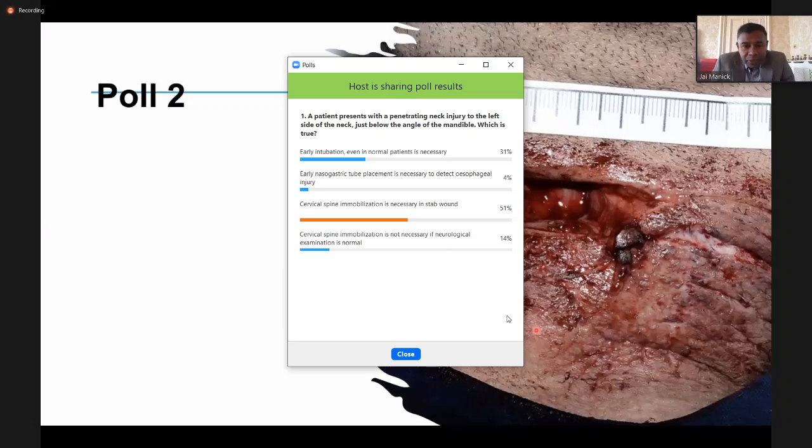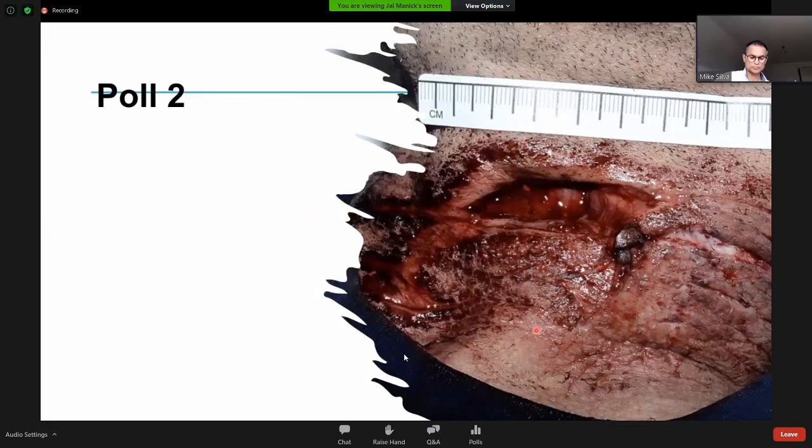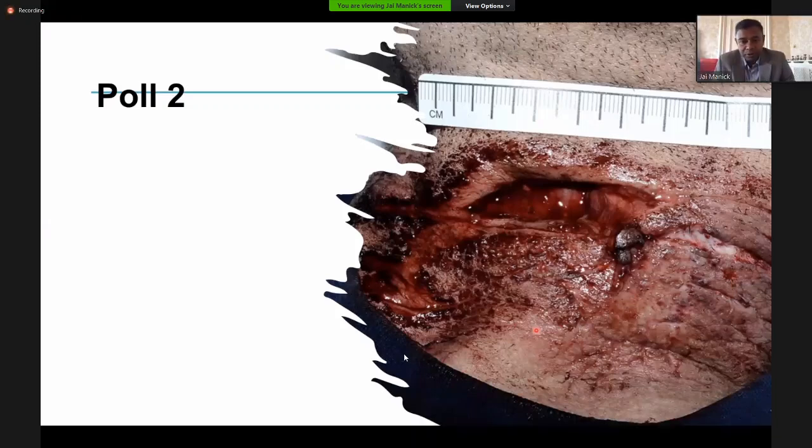Actually, they have said cervical spine immobilization is necessary in stab wounds. They said 51%. Actually, the correct answer is that cervical spine immobilization is not necessary if the neurological examination is normal. That's the correct answer. That's because if the patient is bleeding, let's discuss that throughout this talk. So let's go.